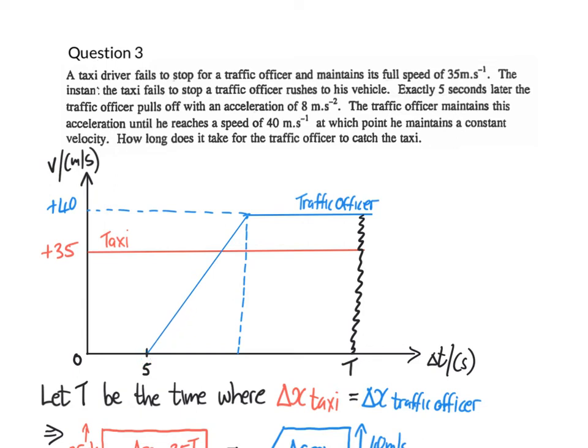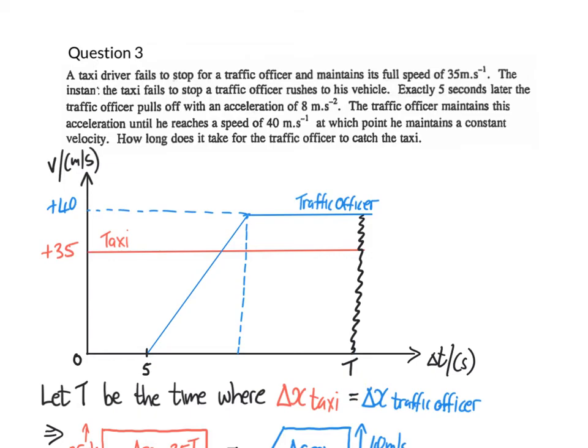We are told that he accelerates from 0 to 40 meters per second, and then he maintains a constant velocity. So you can imagine this traffic officer chasing after the taxi. He's chasing at 40 meters per second, the taxi at 35 meters per second. Eventually, he's going to catch the taxi. The question is, how long does it take for the traffic officer to catch the taxi? And that we're going to define as big T.